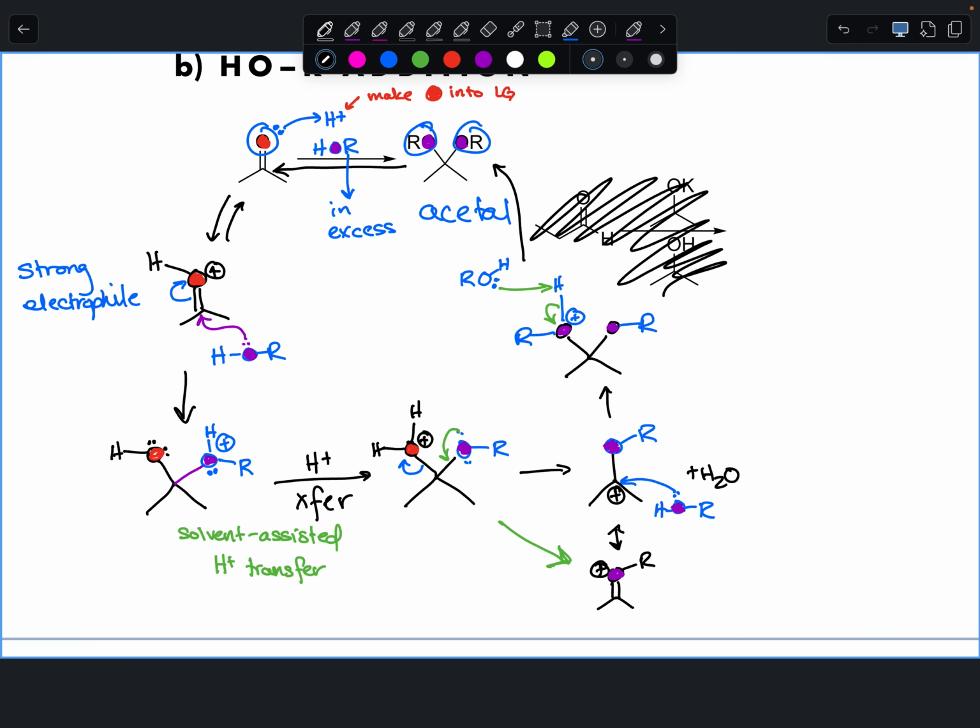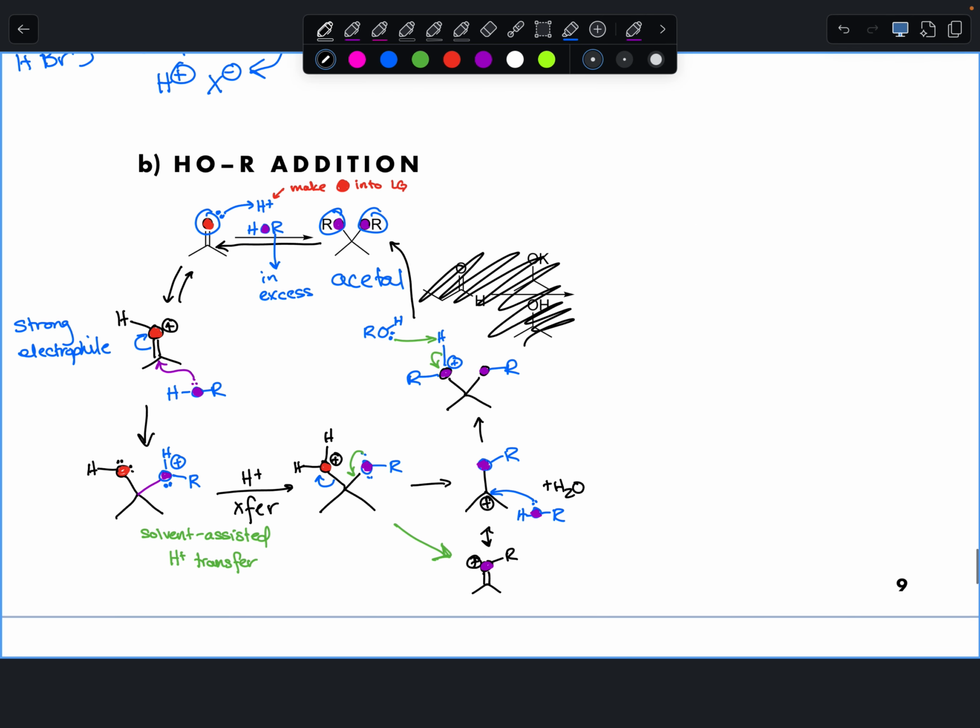Okay, so at some point the proton comes on and water is super happy because it can take the electrons away from carbon and leave. And when it does, it generates a carbocation, and we make an equivalent of water at this point. Okay?